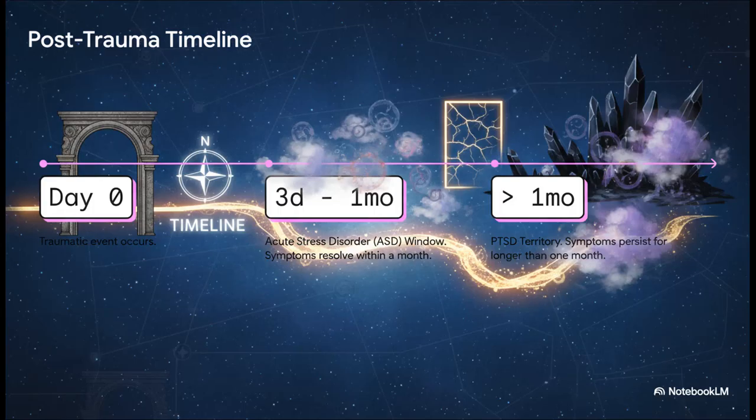And what happens once you're through that gate? Well, what do you know? The map is organized by time again. If all those classic trauma symptoms, the flashbacks, the avoidance, if they show up but then they go away within 1 month of the event, that's acute stress disorder. But if those exact same symptoms stick around for longer than a month, you've just crossed the border into PTSD territory. The timeline is your guide, once again.